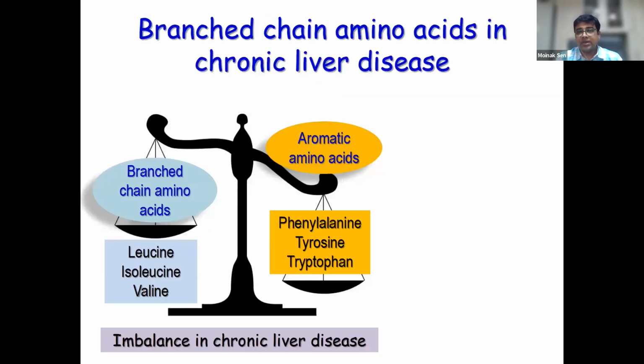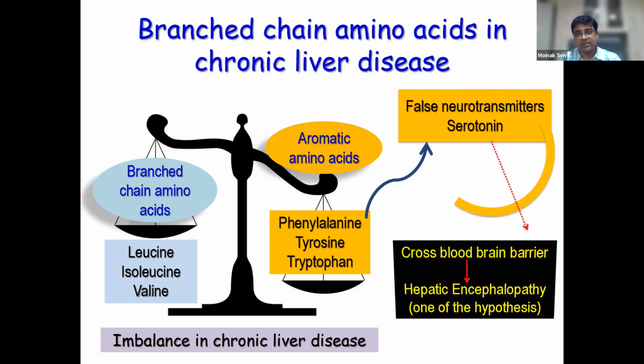Now, branch chain amino acids in chronic liver disease, the concept is that branch chain amino acids are usually given because they have leucine, isoleucine, and valine. Vis-a-vis aromatic amino acids, which are less given because they contain phenylalanine, tyrosine, and tryptophan. So the branch chain amino acids generate lesser ammonia than the aromatic amino acids.